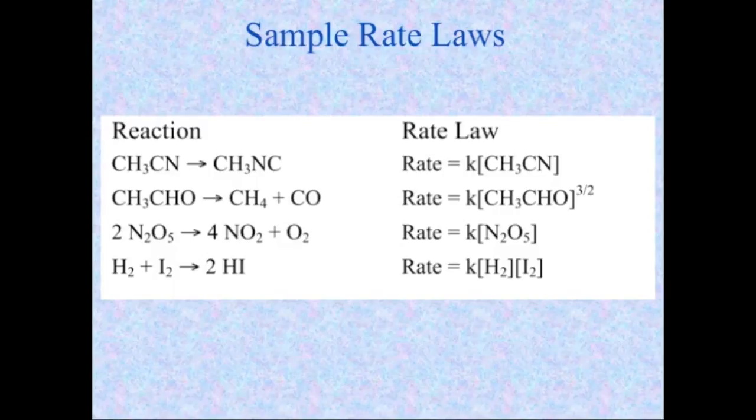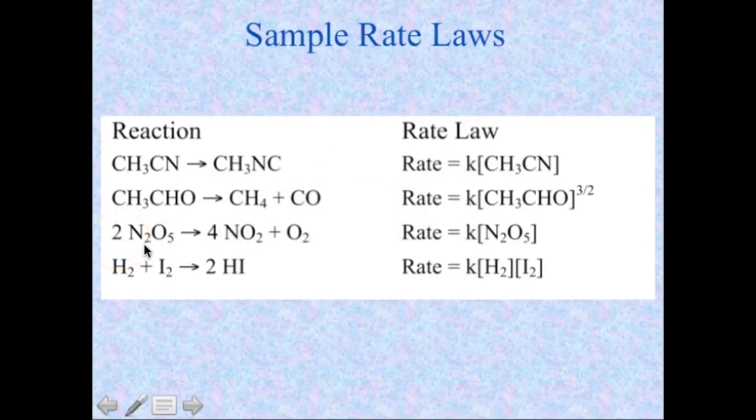Here are some sample rate laws. CH3CN forms CH3NC. The rate equals k, the rate constant, times the concentration of CH3CN. So we say it's first order in CH3CN. Here's acetaldehyde forming methane and carbon monoxide. The rate equals k times the concentration of acetaldehyde to the 3/2 power. n doesn't even have to be an integer. It just has to be experimentally appropriate.